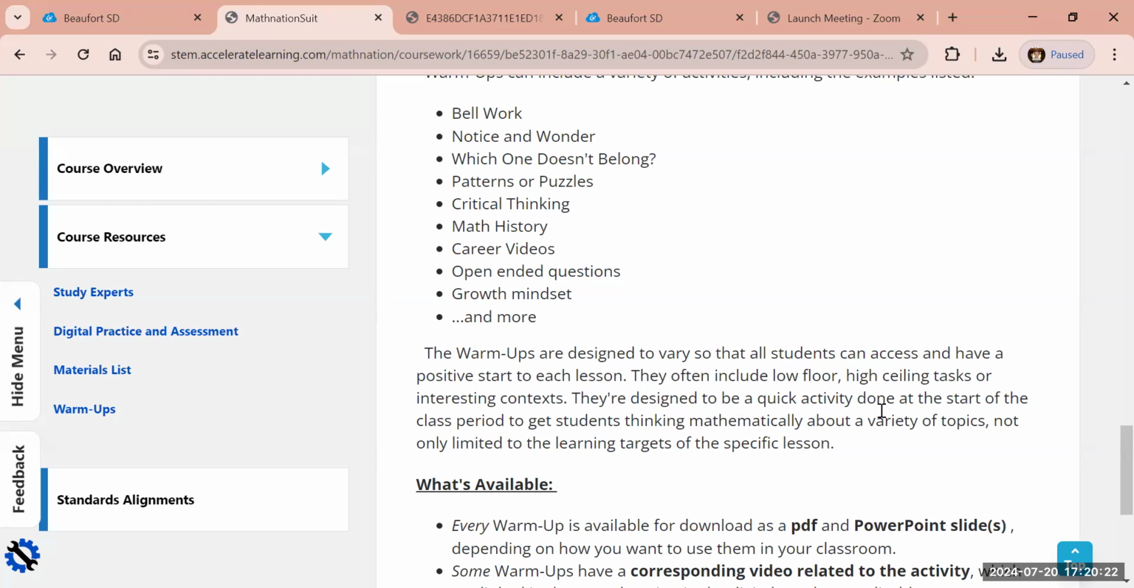So they are designed to be a quick activity done at the start of the period to get students thinking mathematically about a variety of topics, not only limited to the learning targets of the specific area. As I said earlier, sometimes you do it so that it is not only aligned to the lesson you're coming to teach or the learning targets, but a variety of things coming up together, okay? Why do we do that? Because most students say they are math phobic.